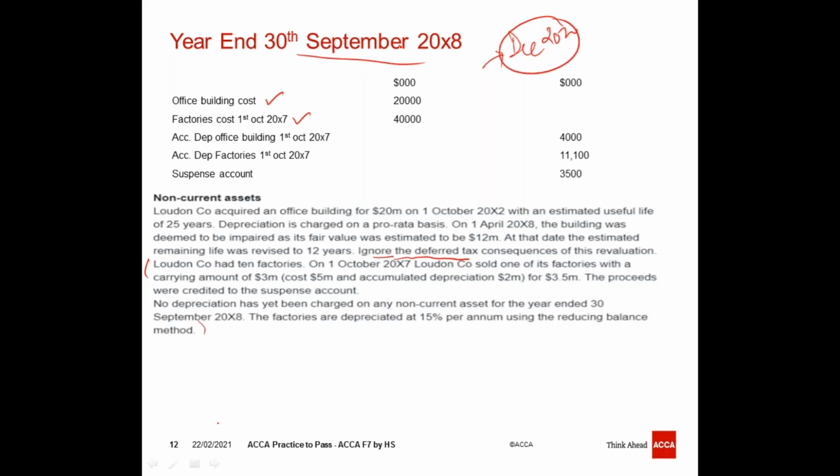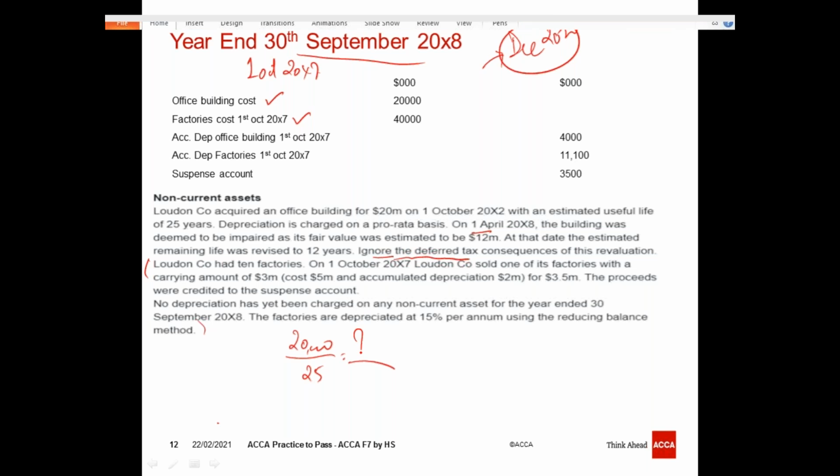So, if this year ends on 30th September 2008, it started on 1st October 20x7. And we did the revaluation on 1st April, meaning October, November, December, January, February, March. So after 6 months, we have done the revaluation. So 20,000 divided by 25 years will give you a depreciation of 800 for the whole year and 400 for the first 6 months.